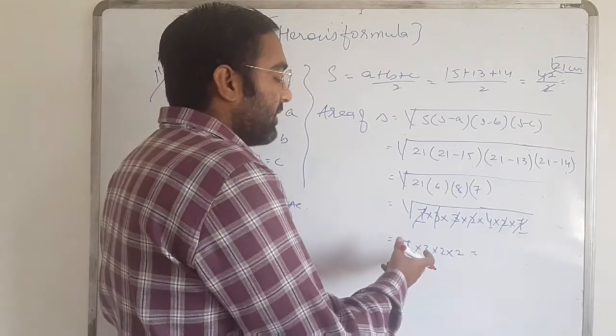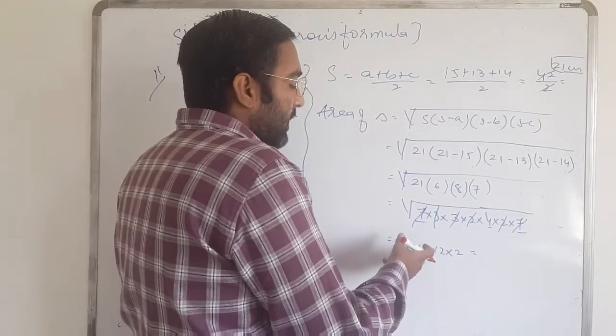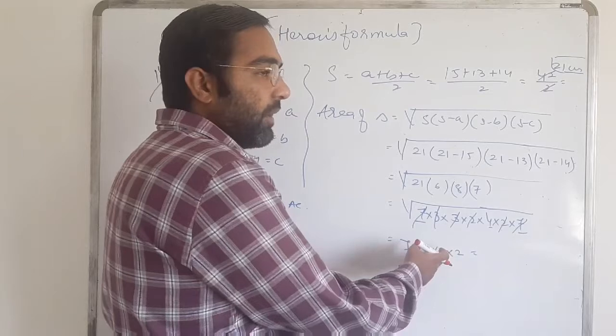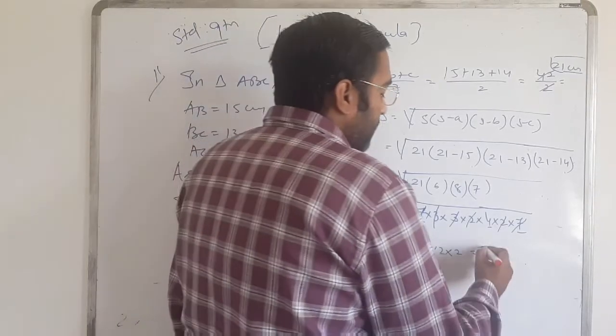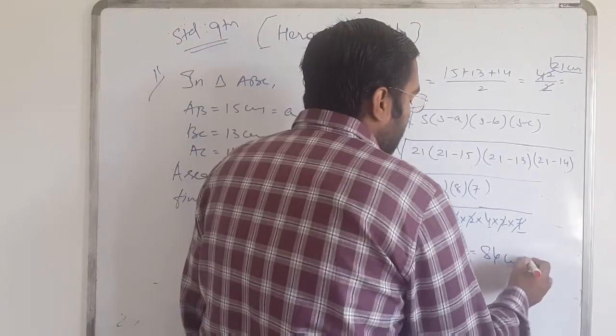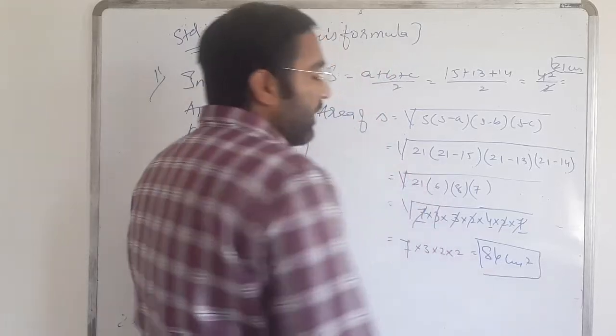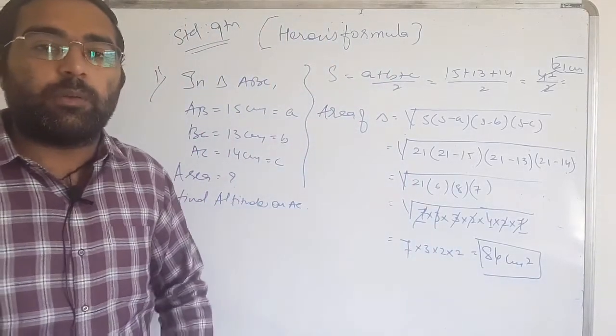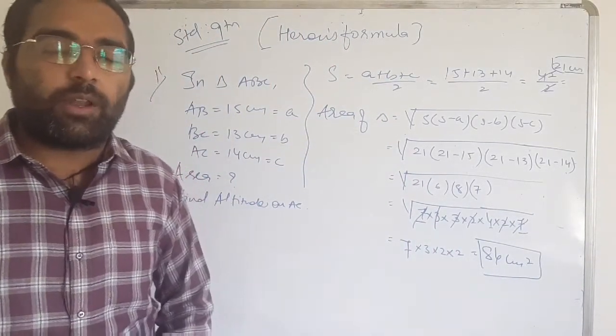So now my answer is 7 threes are 21, 21 twos are 42, 42 twos are 84. My answer is 84 centimeter square. That is my area of the triangle.